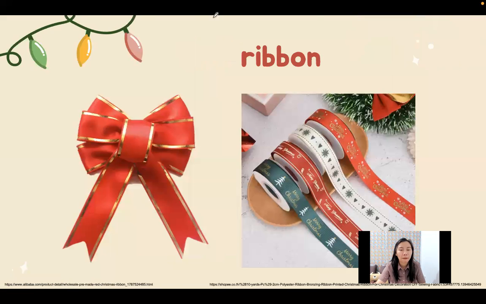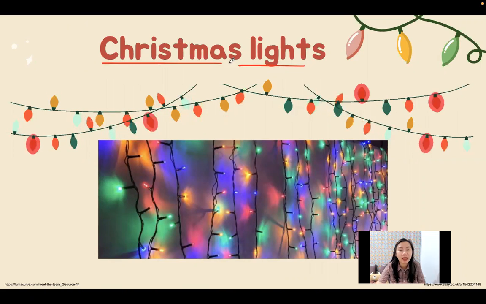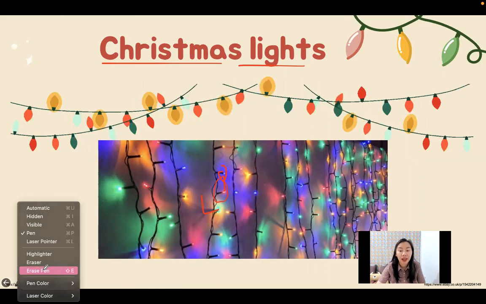Okay, next. Ribbon. Ribbon is, for example, something you put around your Christmas tree, Shimai. Okay, next. We have Christmas lights. One more time, everybody say Christmas lights. Okay, lights like this one. Lights.